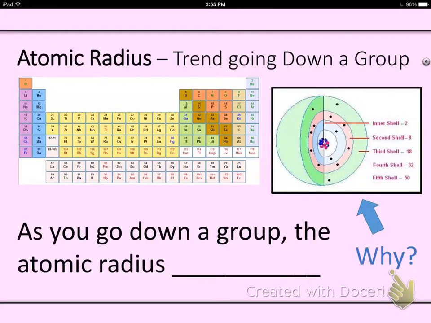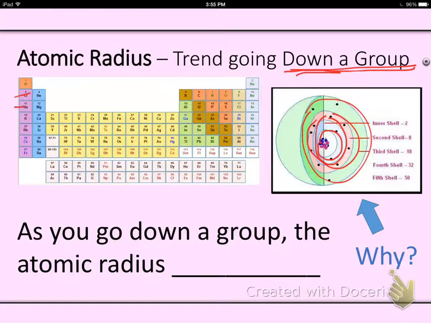Now I know in your packet it says trends going across a period first, but I want to start by talking about trends down a group because I think they're much more intuitive. As you go from, let's say, lithium to sodium to potassium, each time you are adding an additional shell. It's kind of like the skin of an onion: as I add another layer of onion, I just get bigger. So as you go down a group, you are adding additional shells, so the atomic radius will increase, because those electrons are further away. That part's pretty intuitive.